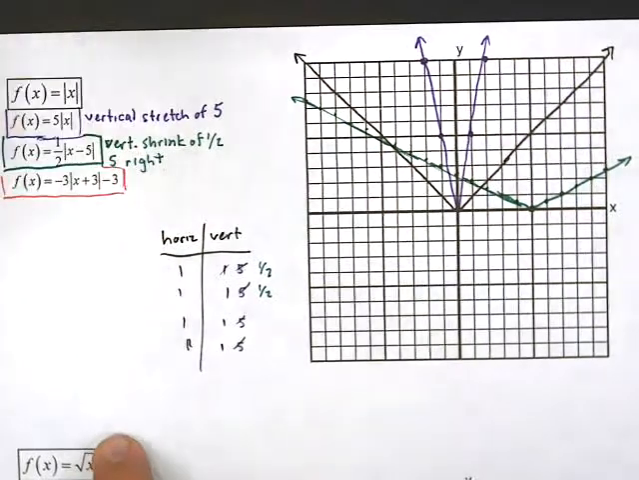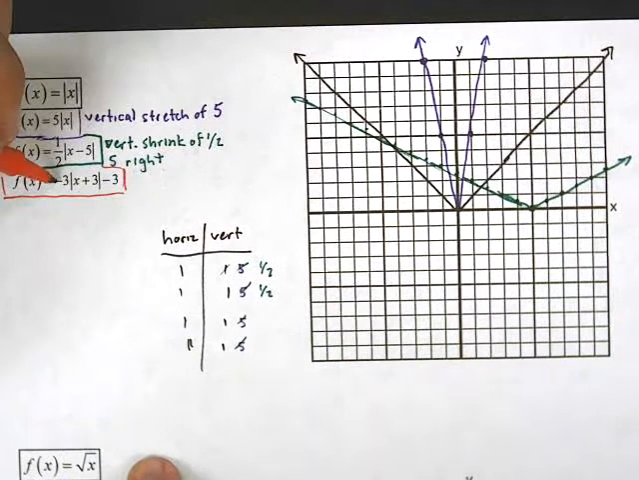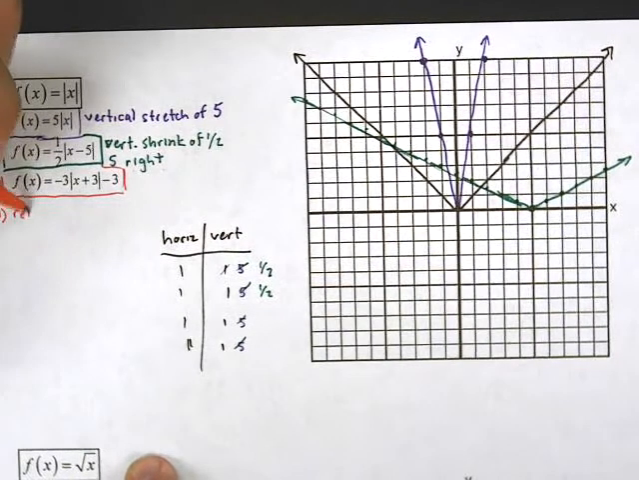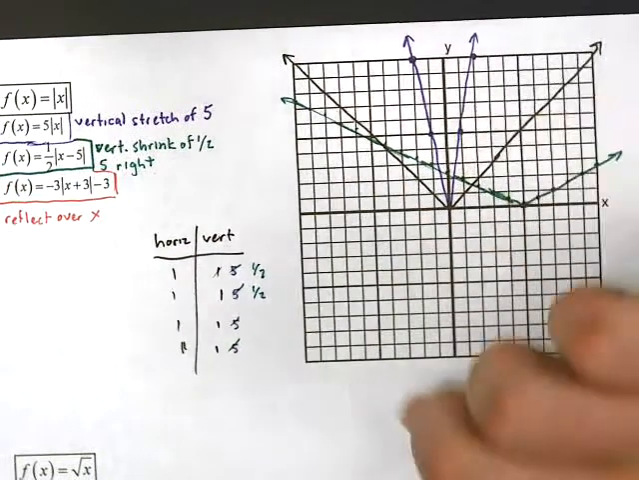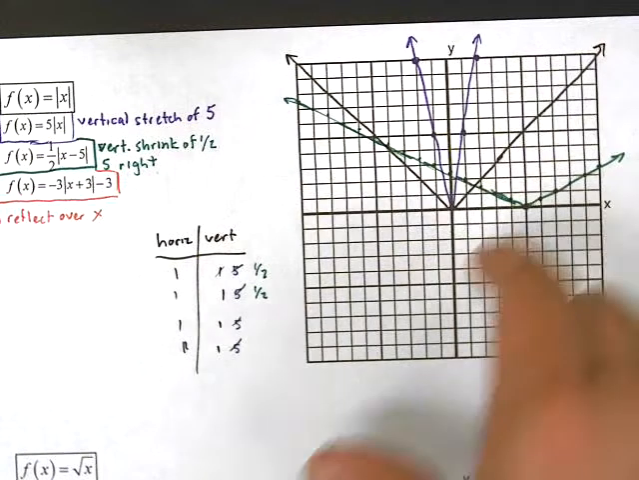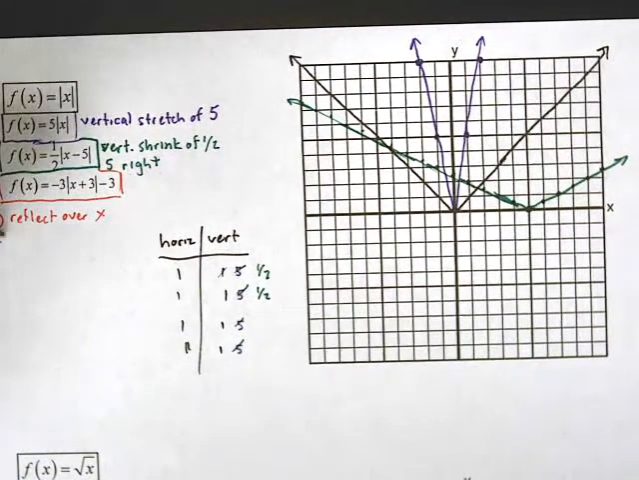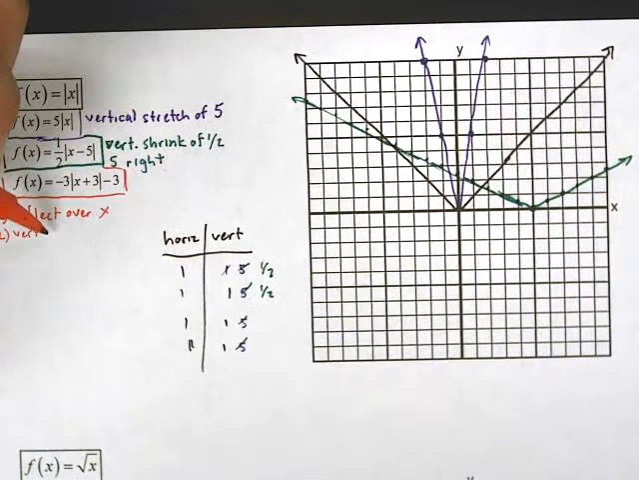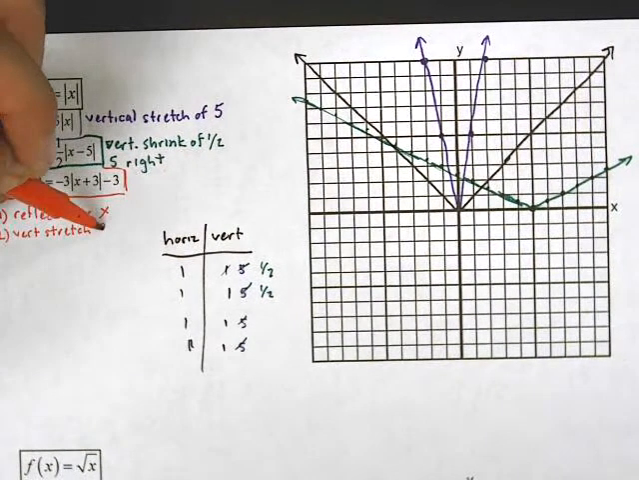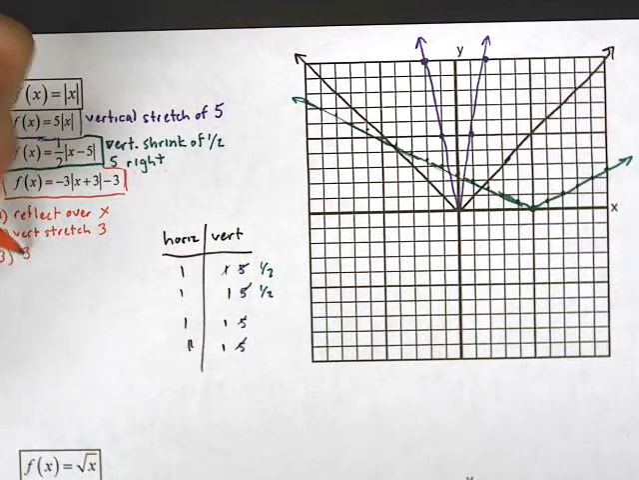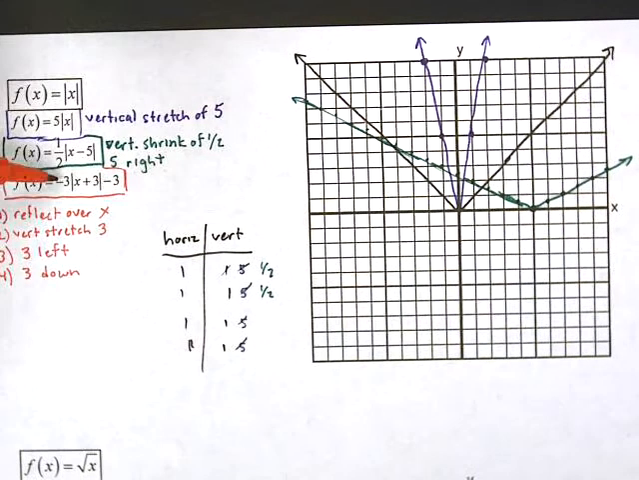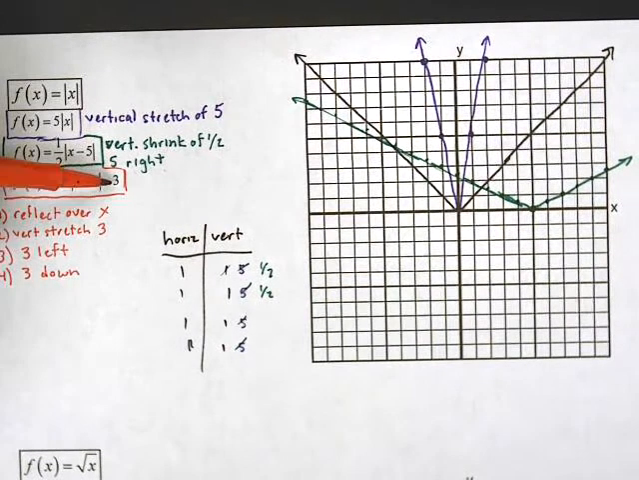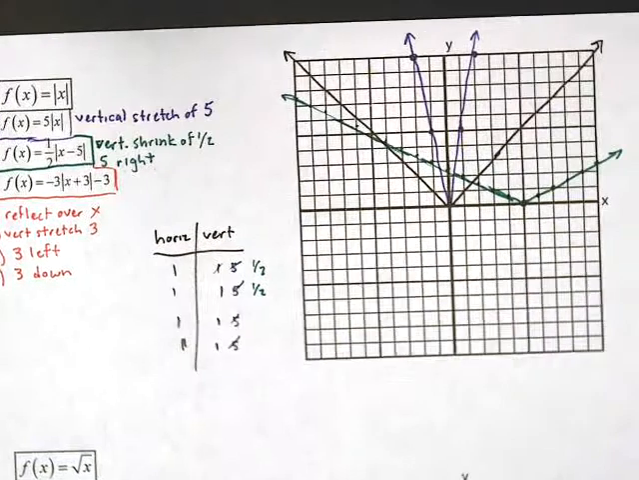All right, last one here. Oh, we got a lot of stuff going on. I think we have 4 this time. We definitely see a negative outside of the function, so we know this will reflect over x. What does that really mean? It's going to have opposite orientation, pointed down, opening down. What else do I have? I have a vertical stretch of 3. I have a 3 to the left, and I have a 3 down, right? Negative, reflect. This 3, vertical stretch. This positive 3 to the left, this negative 3, 3 down. So now we just have to put it all together.